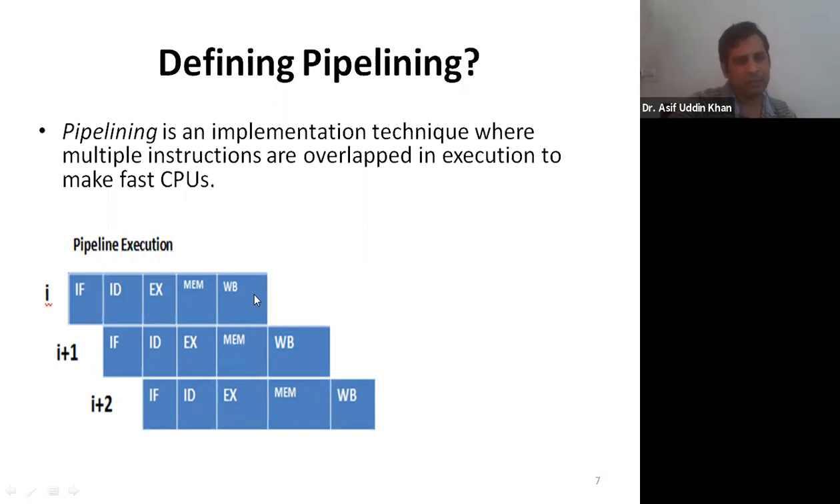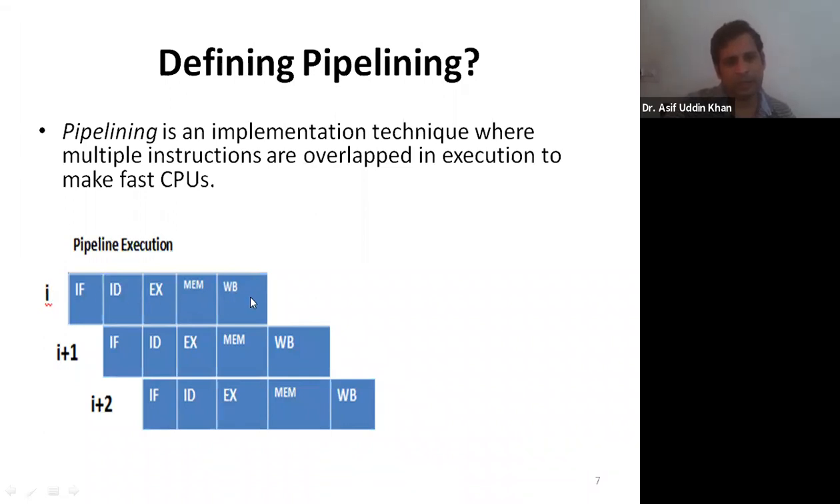In the fifth clock cycle, instruction I's WB is done, instruction I plus one's MEM is done, and instruction I plus two's EX is done. Now in the fifth clock cycle, you see instruction I completes its execution. We know that to complete execution of an instruction, it has to complete all these phases. So at clock cycle number 5, instruction I completes its WB phase, so its execution is completed.